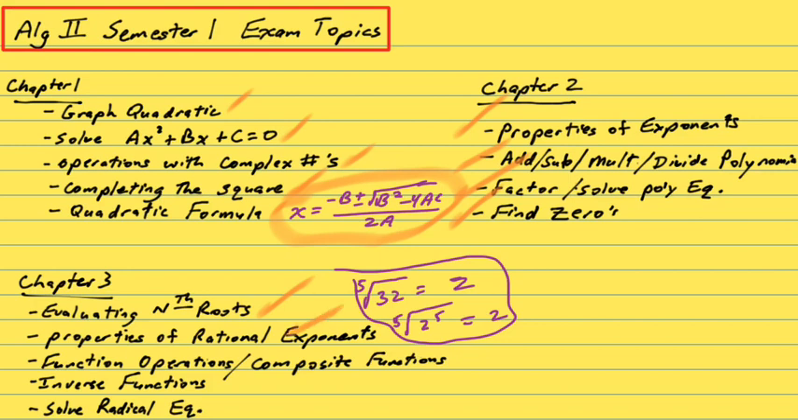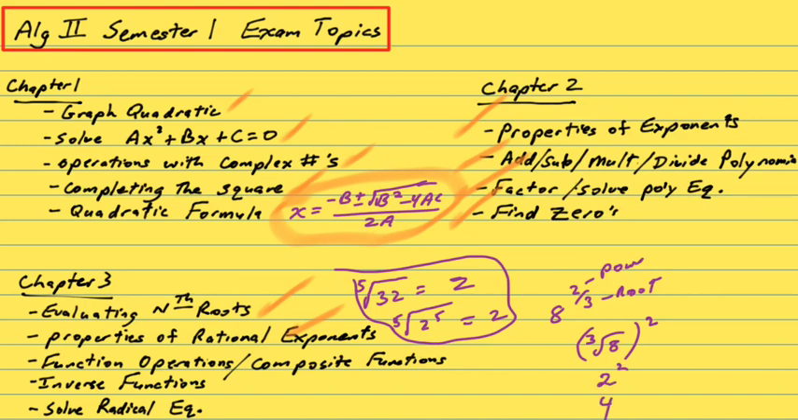Properties of rational exponents. That would be like 8 to the 2/3. It's always power over root. Do the root first. Always try to do the root first. It makes the number smaller. The third root of 8 is 2, to the second gives me 4.